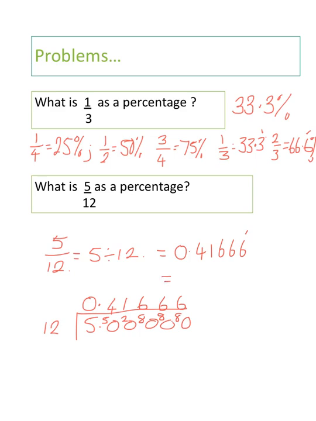And if I want to write that as a percentage, just multiply it by 100. We can say it's 41.67%, or to one decimal place, just 41.7%.